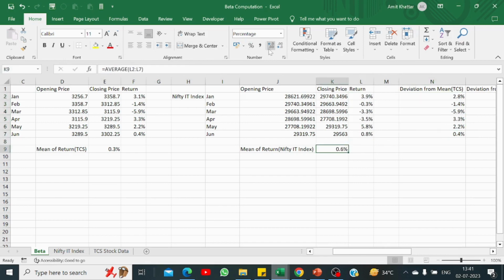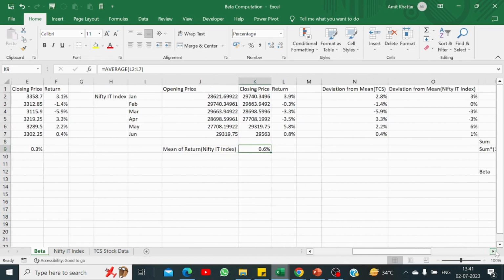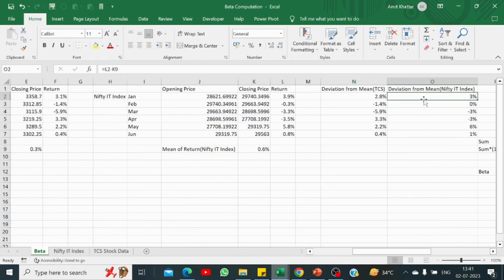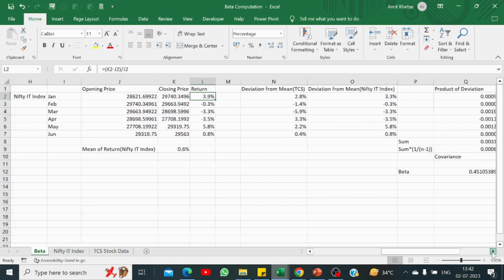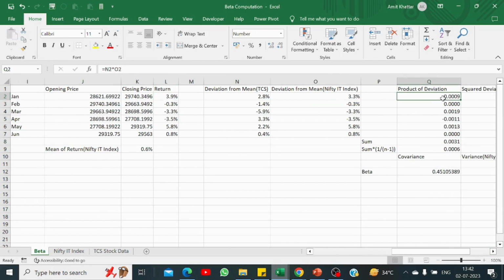Now, once I have got the deviation from mean for TCS, similarly, I have determined the deviation from mean for the Nifty IT index, using the same methodology. So taking the respective return and reducing the mean for the IT index. Once I have determined both the deviations, then I've taken the product of the deviation. So this would be this 2.8% multiplied with this 3.3%. I've got this respective number, which is the product of the deviation for all the months.